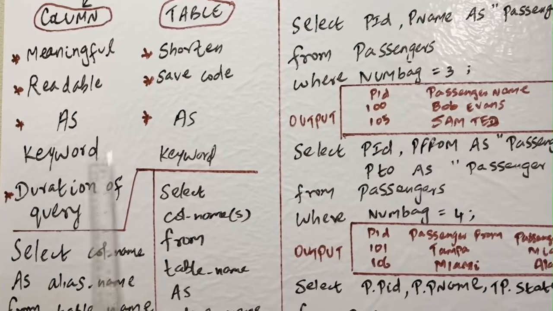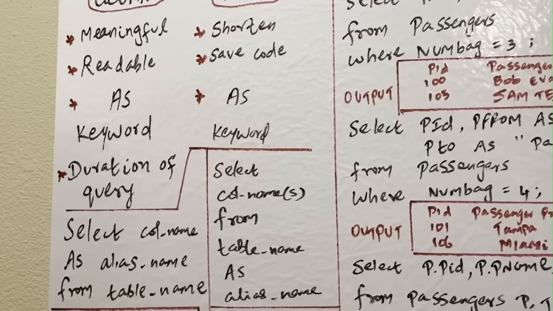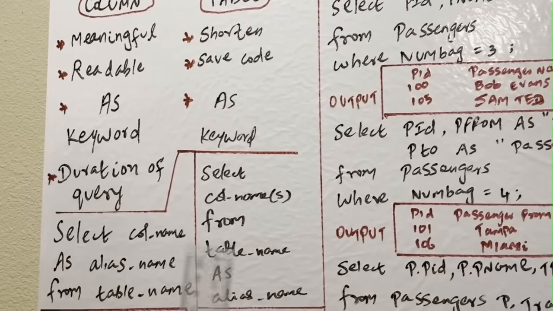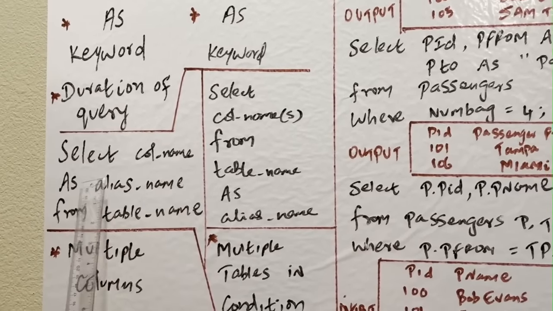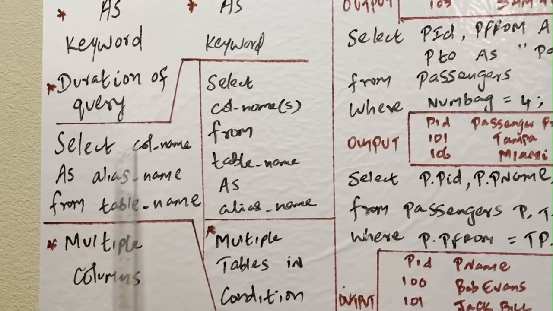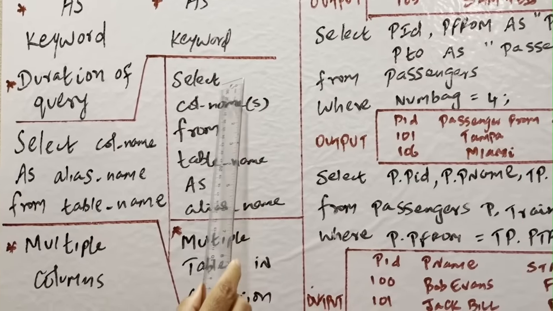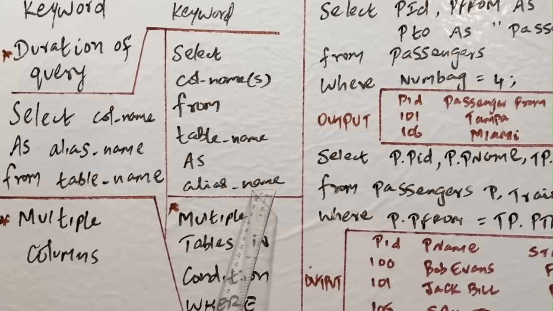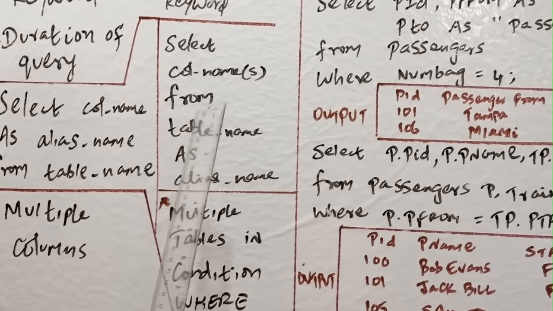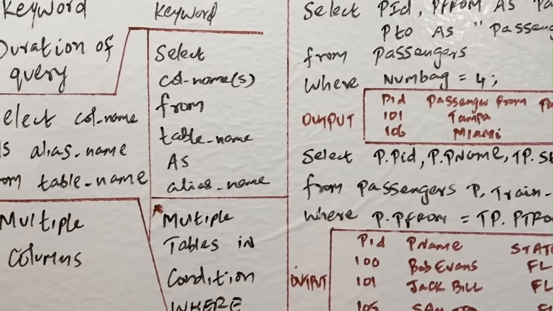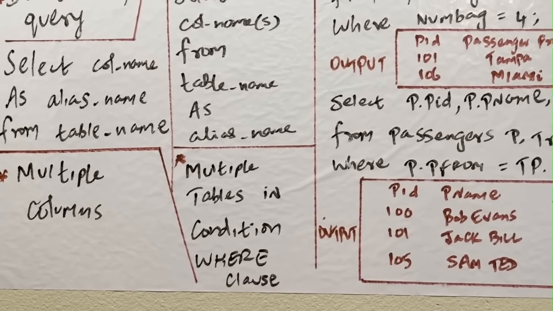We use the AS keyword for both a table or a column. The alias only exists for the duration of the query, and then it disappears. For example, the general syntax: select column name as alias name from table name. The simple syntax for a table is select columns from table name as alias name. For columns, you can put a comma, another column, and then AS alias name for the second column. Multiple columns can be used, and multiple table names in the condition and WHERE clause of the query.